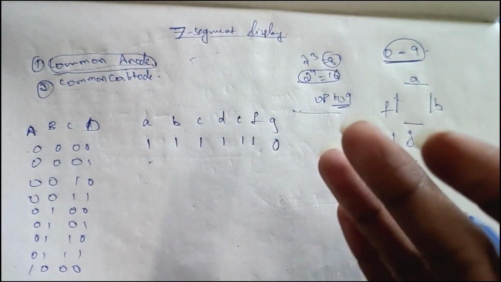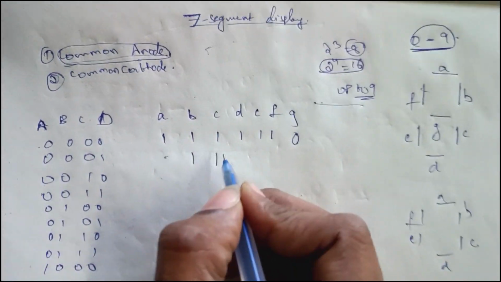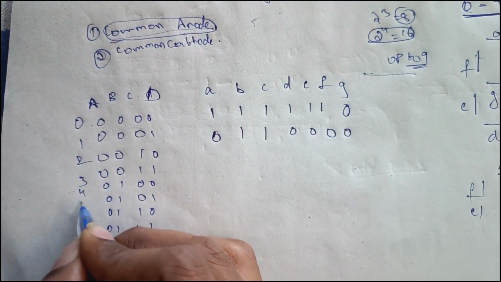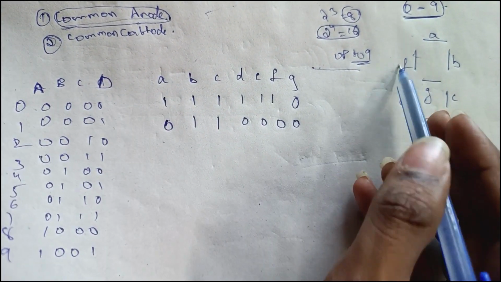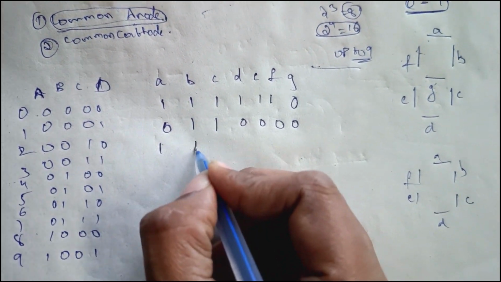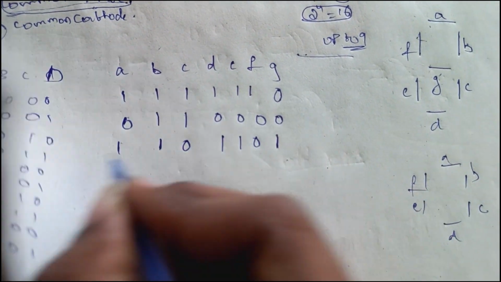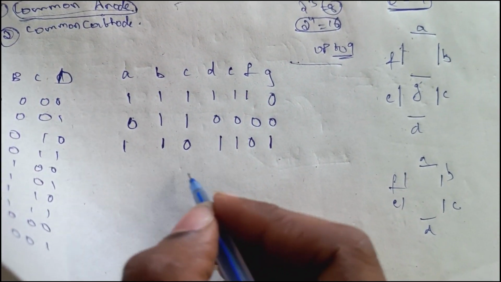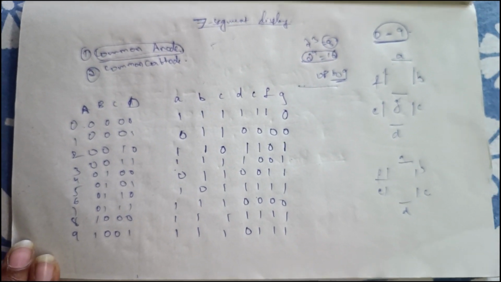In this way the common anode truth table will be generated. For digit 1, B and C will be logic 1. Here write 0 1 2 3 4 5 6 7 8 9. For digit 2, which segments do we have to turn on? A, B, G, E, D, right? A, B, G, E, D and the remaining all zeros. In this way write all the ones and zeros for the remaining digits. So this is the truth table for the 7 segment display of the common anode type.